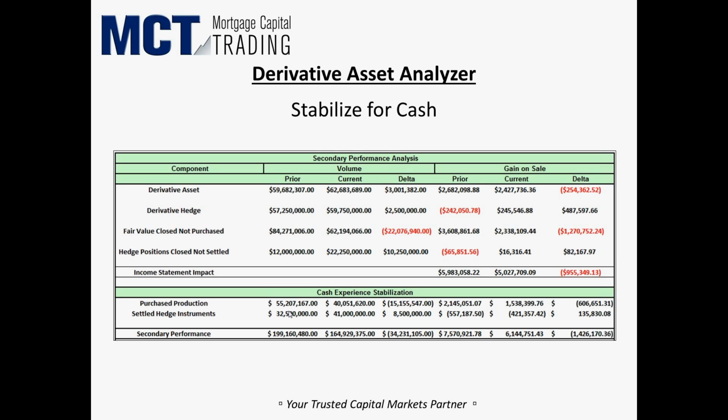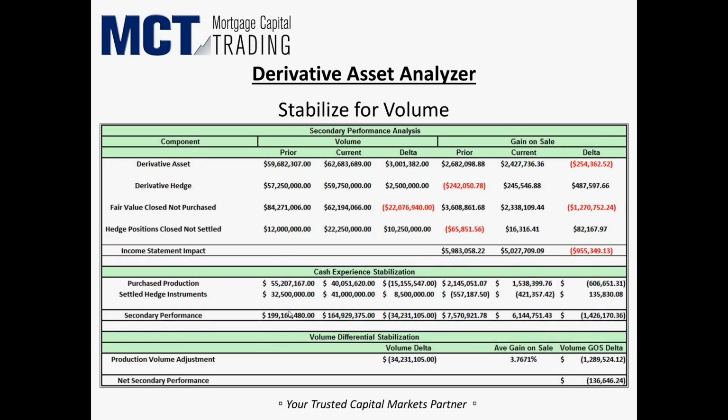Last month we were looking at 199 million. This month we're looking at 164. So we have a $34 million drop. And of course we're getting the 164 by adding the same numbers: the 62 in the derivative asset, plus the 62 in the fair value of closed loans not purchased, plus the 40 in the purchase production.